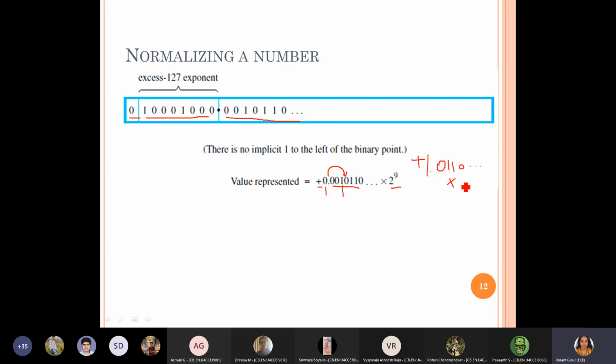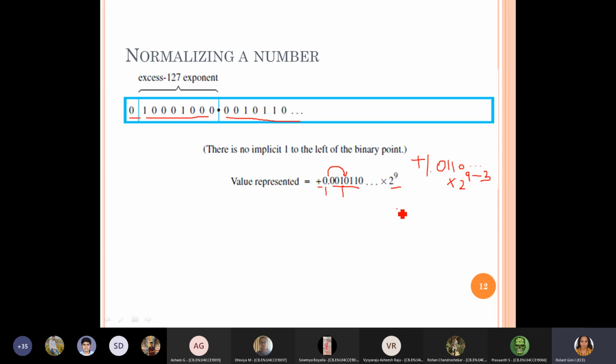And then it becomes 2 power, already 9 is there. Now we shifted 3 positions to the right. So what change will be there in the exponent? 3 positions we have shifted to the right. Subtract. It will be minus 3. Srivatsan. So it will be minus 3 here, right? So in that case, the exponent becomes 2 power 6.